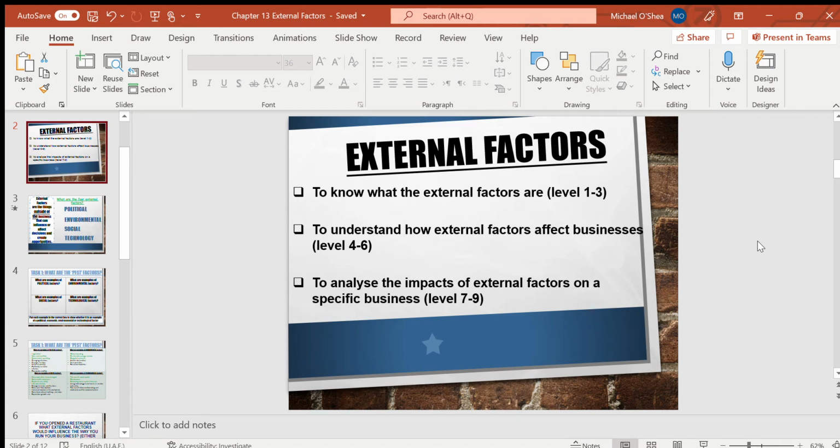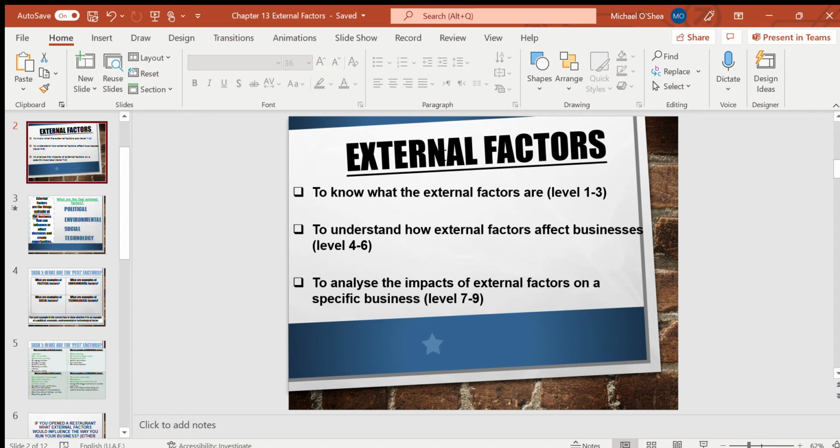So for this lesson here, I'm just recording a bit of information on external factors. It's a new area in Unit 1. I'm going to go through the different features involved in external factors, and I have a question that I'm going to give you at the end, and I'm going to get you to do that question yourselves. So the first thing that we're going to be focused on here is to know what external factors are.